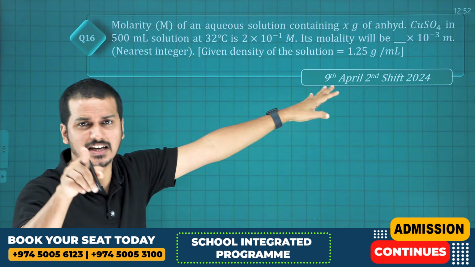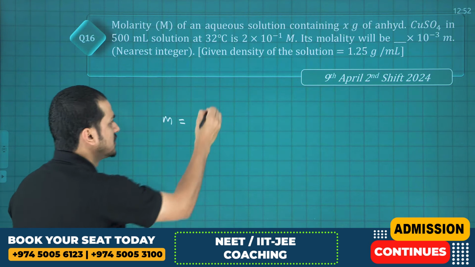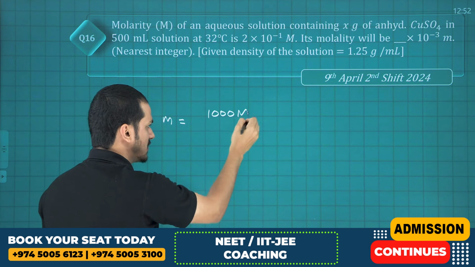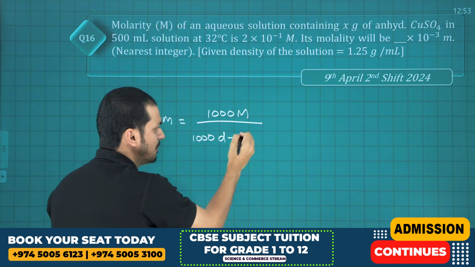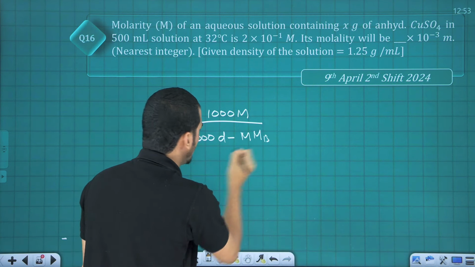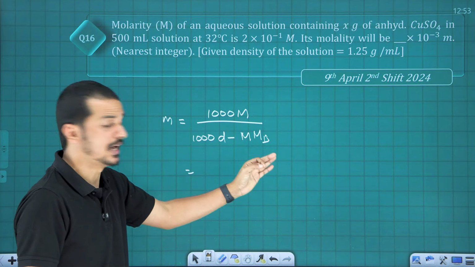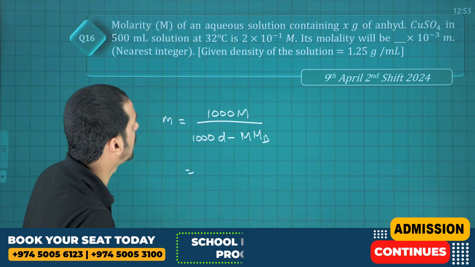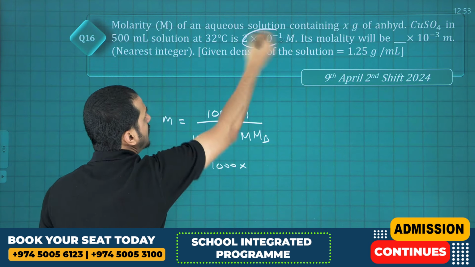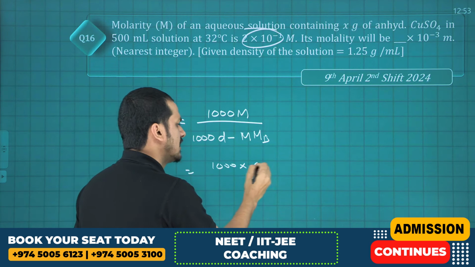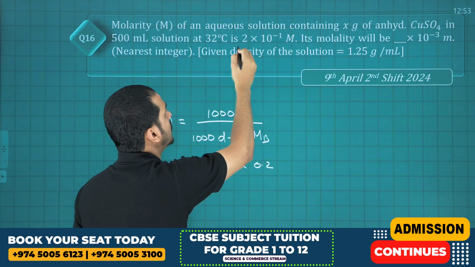The density, molality relation. What's the idea I told you? Molality equals 1000 times molarity divided by 1000 times density minus M into MB. This is the formula. So 1000 times the molarity of the aqueous solution they have given. Molarity is 2 into 10 raised to minus 1, which is nothing but 0.2.